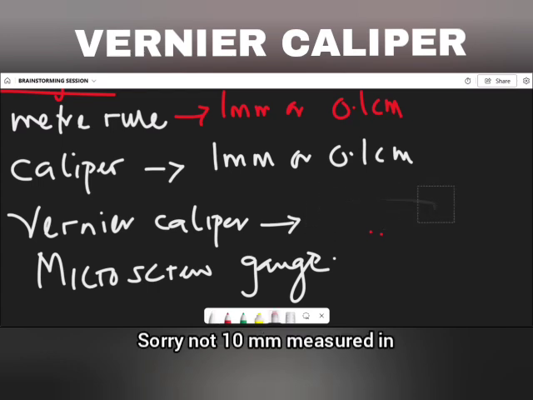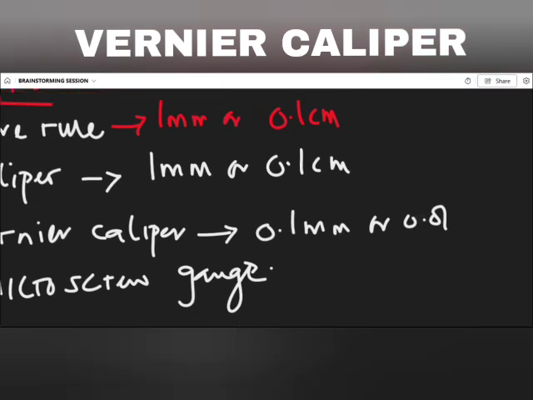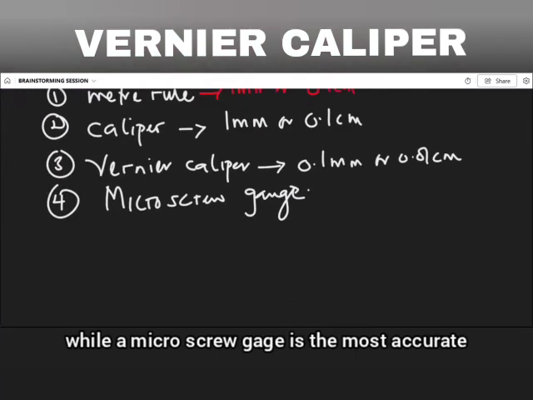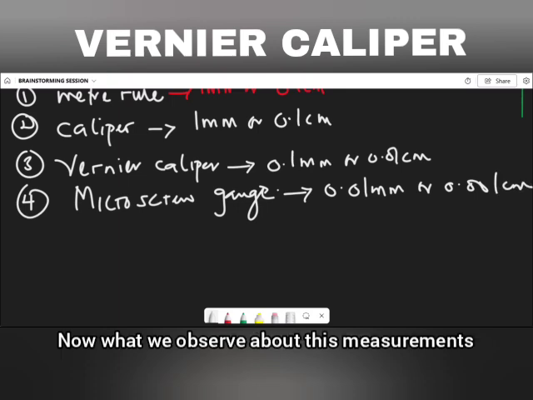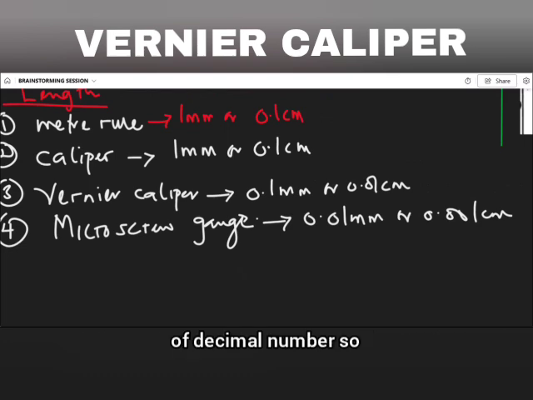It is measured in 0.1 millimeter or 0.01 centimeter. While your micro screw gauge is the most accurate instrument used to measure length, which is measured in 0.01 millimeter or 0.001 centimeter. Now, what do you observe about these measurements? You observe that they increase in the number of decimal places.